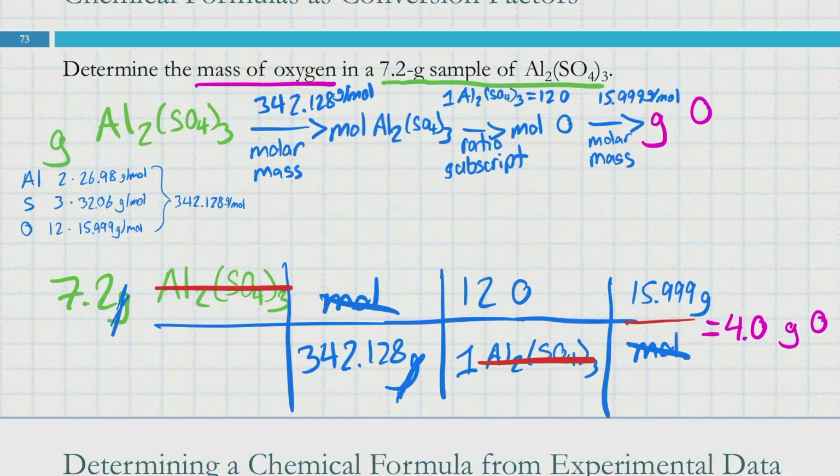If you wanted to, you could have also used mass percent in here. So you could have calculated the mass percent of oxygen in aluminum sulfate and then used that to convert grams to grams.